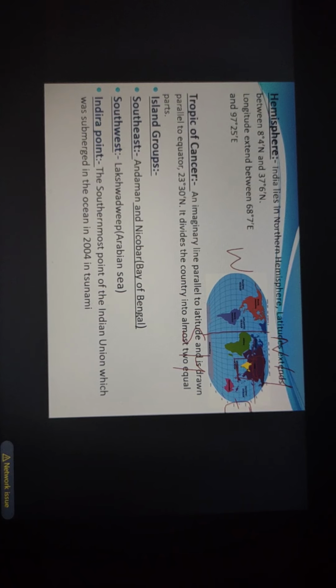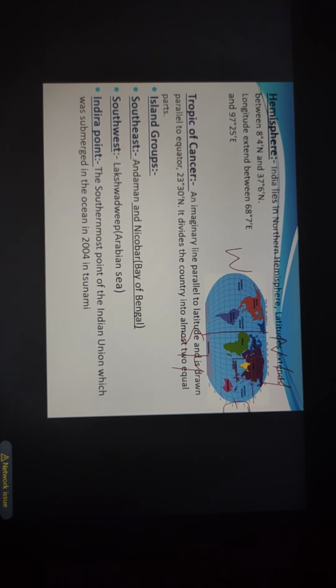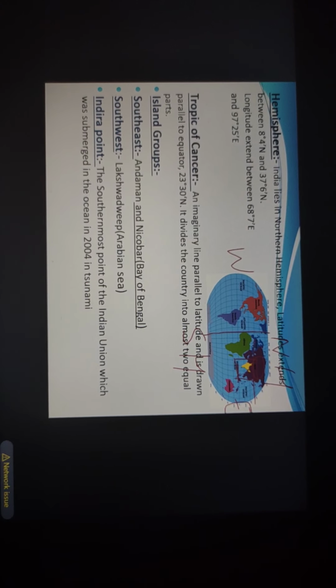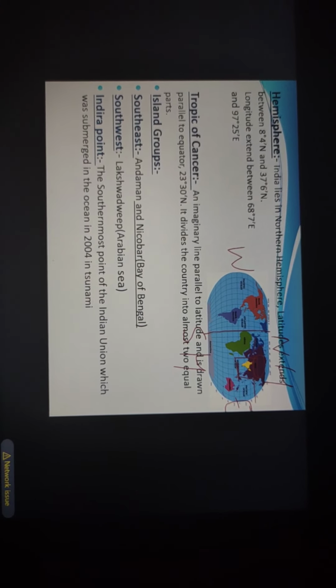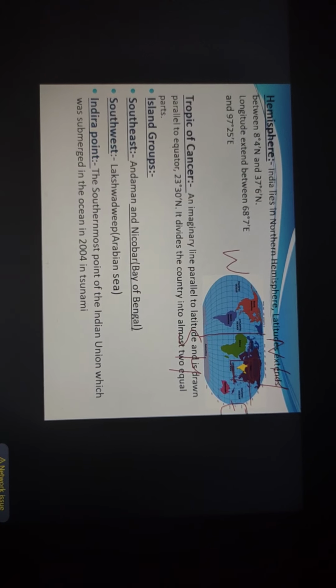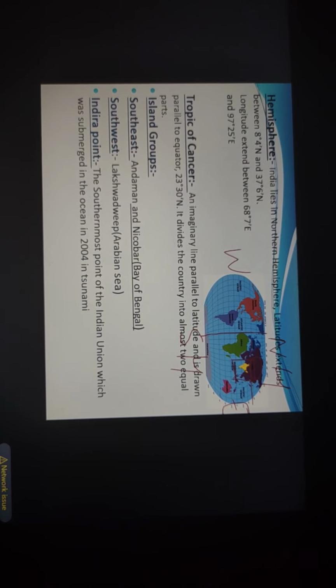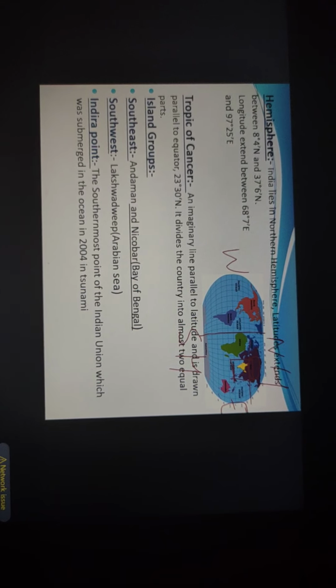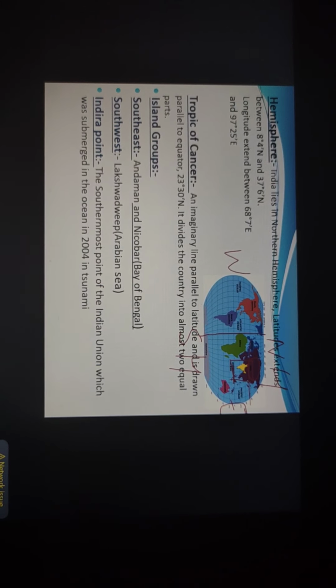Now next is Tropic of Cancer. The Tropic of Cancer is an imaginary line, parallel to latitude and drawn parallel to the equator. This Tropic of Cancer passes through the middle of the country, right? It divides the country into 2 equal halves, that is the north part and the south part, at 20 degree 30 minutes north. It divides the country into almost 2 equal parts. I will explain this in the next slide on the map.